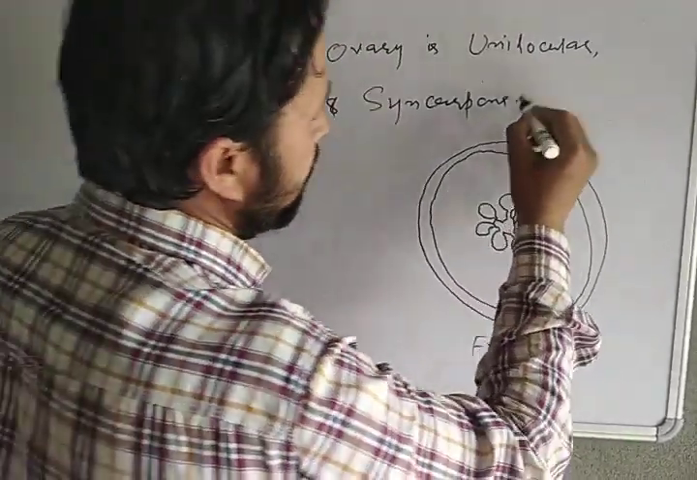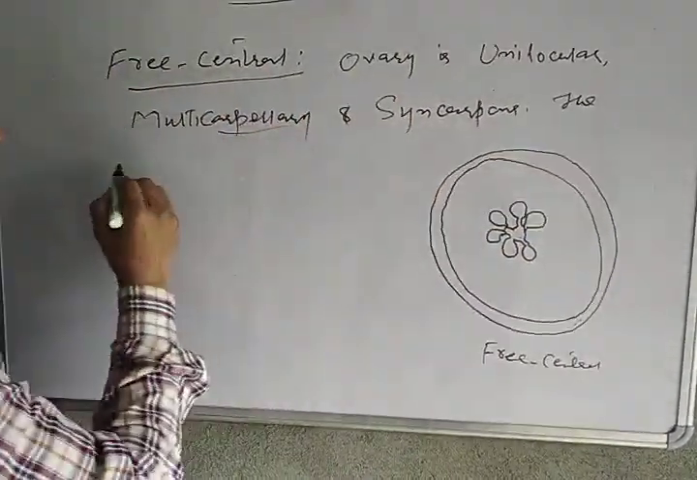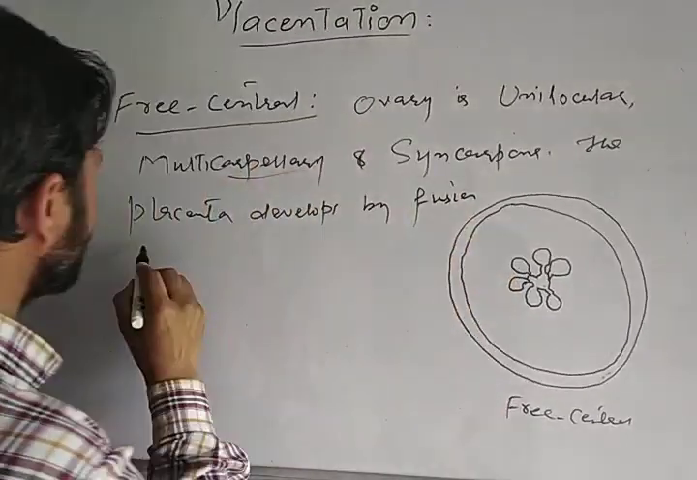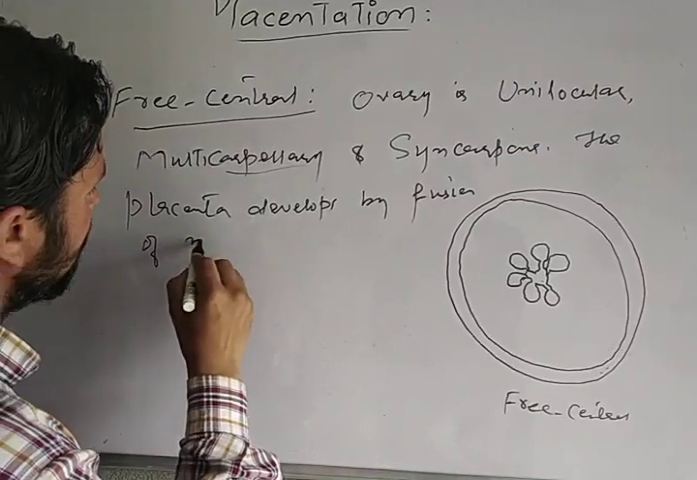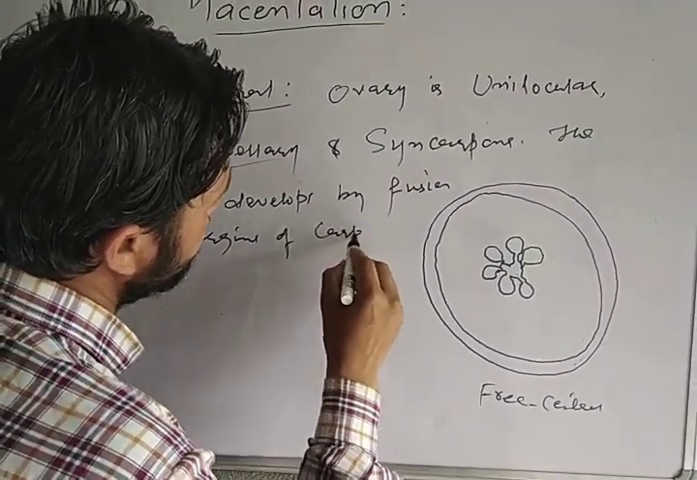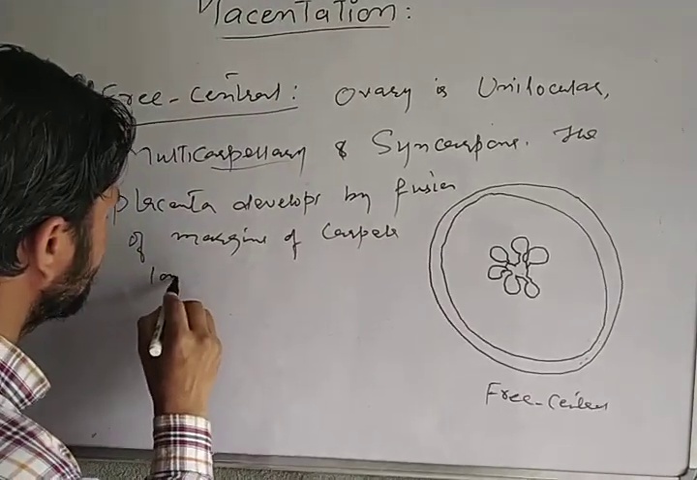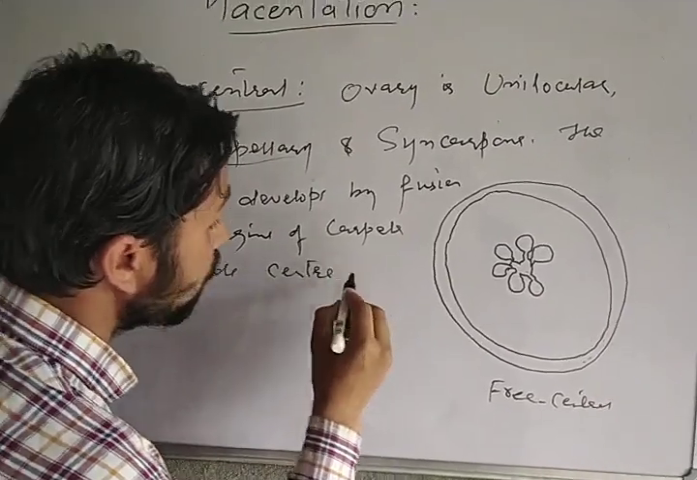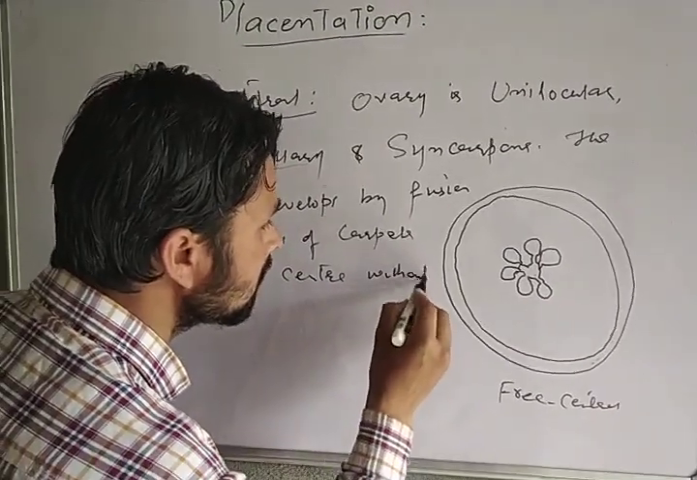Okay, so the placenta develops by fusion of margins of carpels towards the center without septa formation.